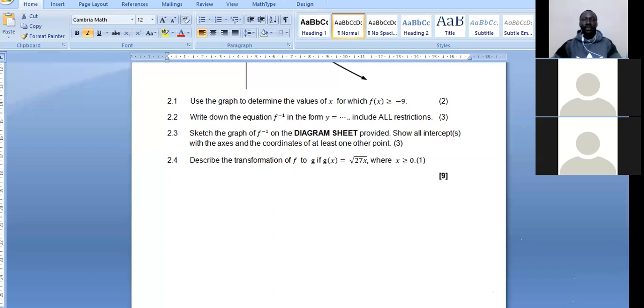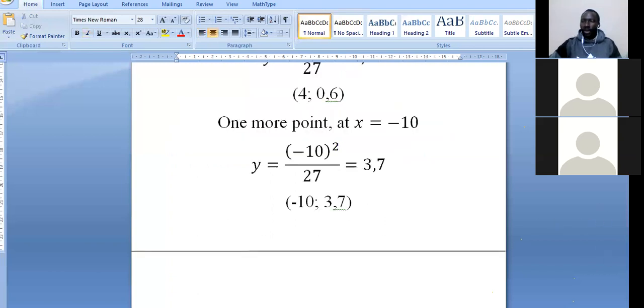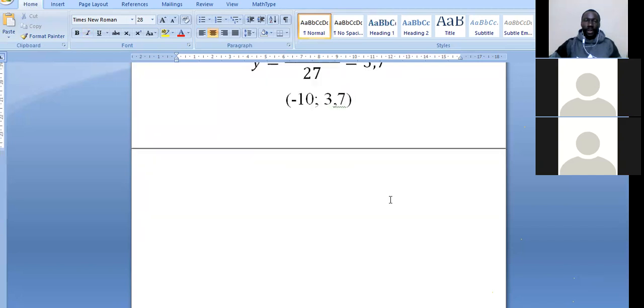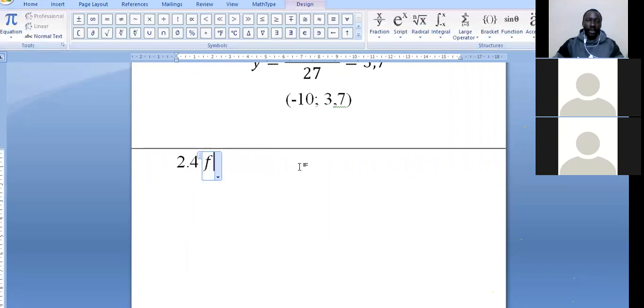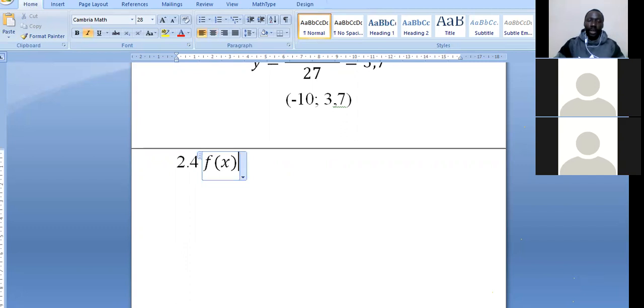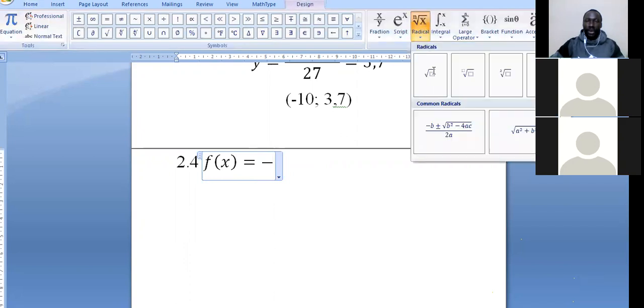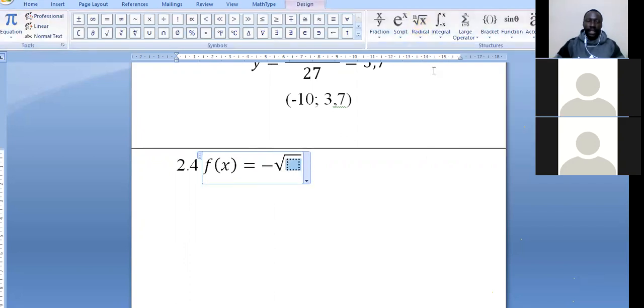All right, so there we go. Now, the last question is 2.4. The function we already had is the function f of x. Is the function f of x equal to what? Equal to the minus of the square root of 27x.